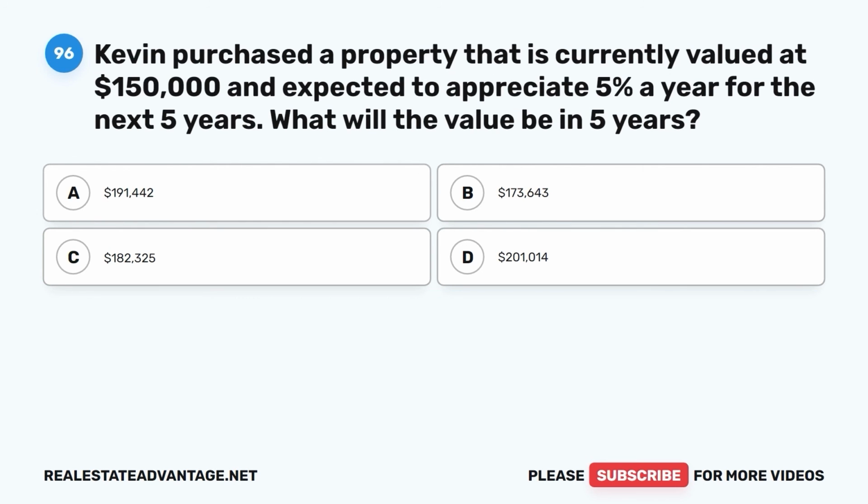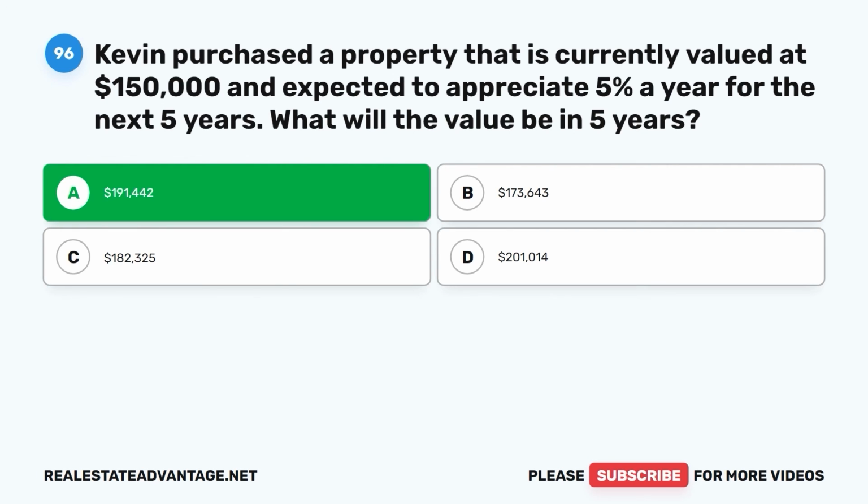$6,250 value. Question 96. Kevin purchased a property that is currently valued at $150,000 and expected to appreciate 5% a year for the next 5 years. What will the value be in 5 years? A. $191,442. B. $173,643. C. $182,325. D. $201,014. The correct answer is A.